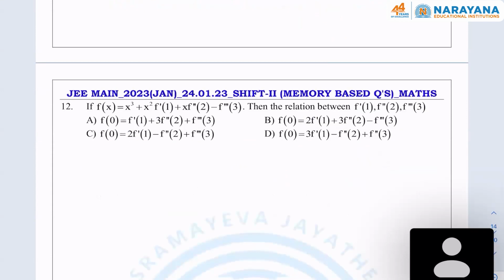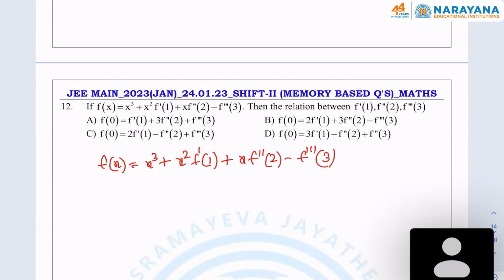So here, the relation between f dash 1, f double dash 2 and f triple dash 3. Given that f of x is equal to x cube plus x square into f dash 1 plus x into f double dash 2 minus f triple dash 3. Okay, so they're asking for f dash 1, f double dash 2, and f triple dash 3. So first I will differentiate this. f dash x is equal to 3x square plus 2x into f dash 1 plus f double dash 2.